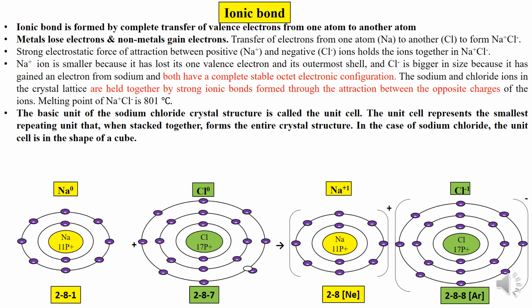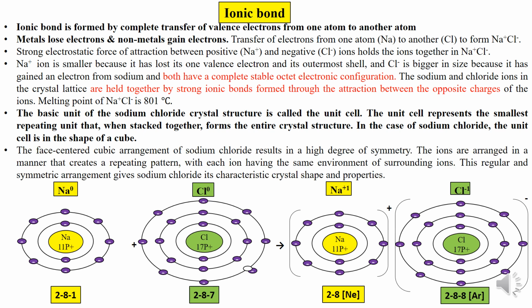So the basic unit of sodium chloride crystal structure is called the unit cell. And the unit cell represents the smallest repeating unit that when stacked together forms the entire crystal structure. So in the case of sodium chloride, the unit cell is in the shape of a cube, as you can see in the diagram. And the face-centered cubic arrangement of sodium chloride results in a high degree of symmetry. Now you can see in the diagram, the ions are arranged in a manner that creates a repeating pattern, with each ion having the same environment of surrounding ions. So this regular and symmetric arrangement gives sodium chloride its characteristic crystal shape and properties.